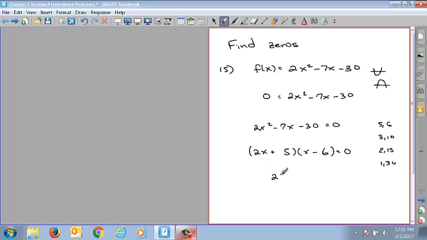And for the left side to be equal to 0, either one of these factors can be 0. So we set that equal to 0. We subtract 5 from both sides. We divide by 2. So one of these zeros is negative 5/2, and the other one is x equals 6. So those are my two zeros, which are also my x-intercepts.